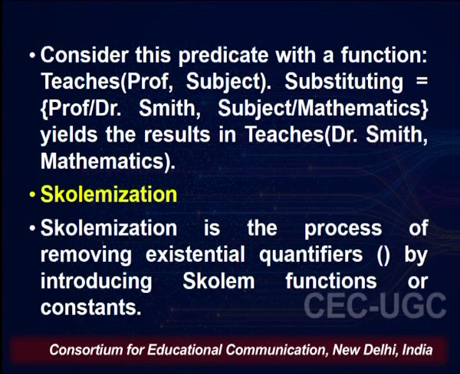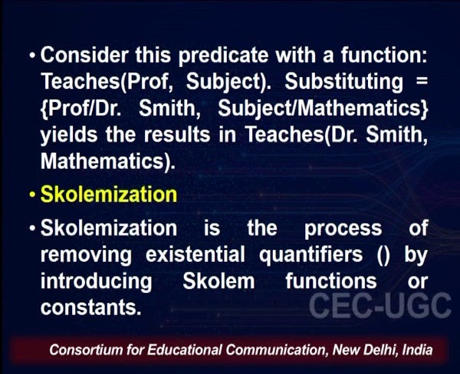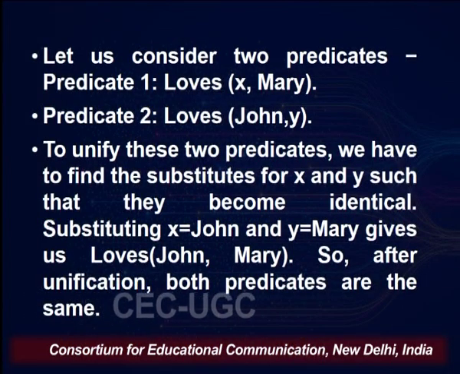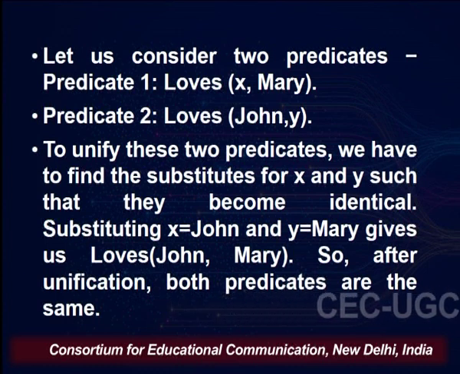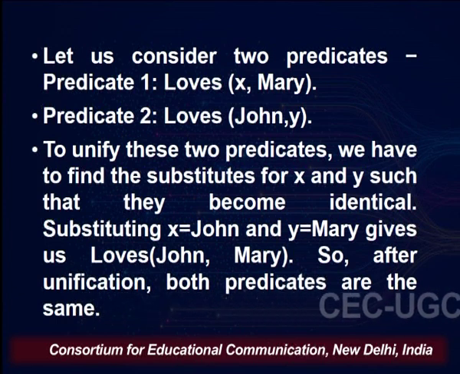Smith in place of professor, and mathematics in place of subject. It yields teaches(Dr. Smith, mathematics), which indicates that Dr. Smith teaches mathematics. So, this is substitution, in which we are replacing variables by definite values, and the previous one was unification, in which we want to make the two predicates identical. So, the agenda of unification and substitution is entirely different. In unification two predicates are made equal, while in substitution you are just replacing some variables with definite values, or constants. So, this is what substitution is.